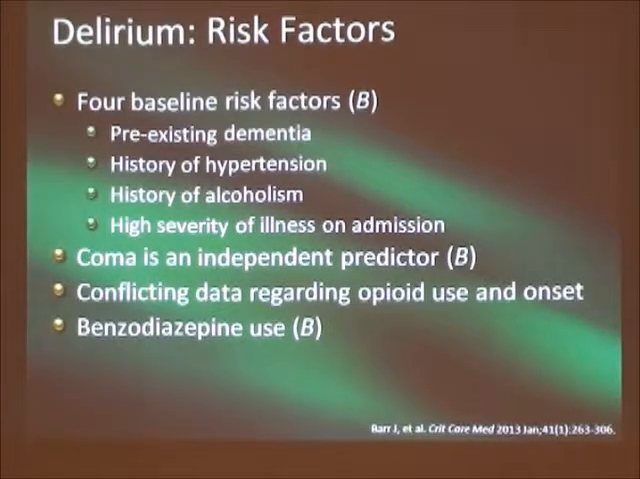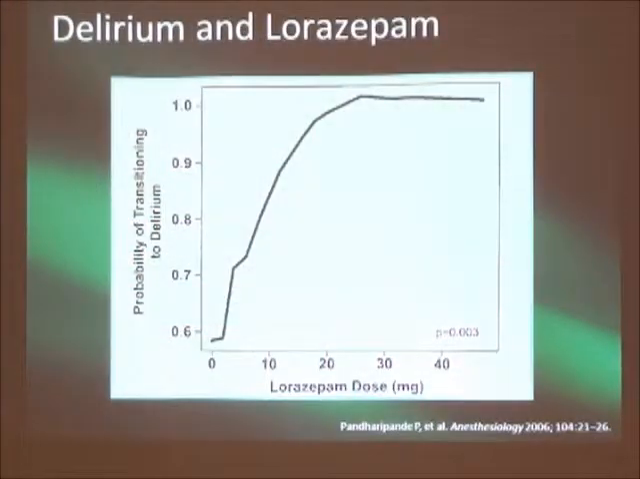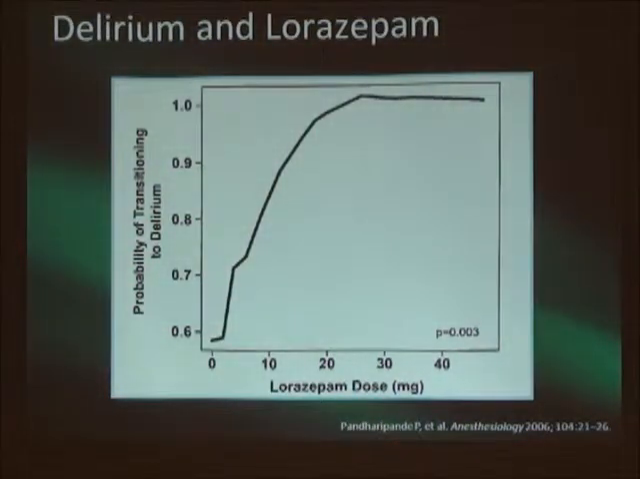Coma itself is an independent predictor of delirium, okay? Sometimes we induce that coma, an iatrogenic coma, right? Conflicting data regarding opioid use and onset of delirium. Benzodiazepine use. Notice it's a B, right? Benzodiazepines, I think I have that in my next slide. This is Pandharipande, a guy down in Tennessee. This is cumulative daily dose and the probability of transitioning to delirium. Now what you'll notice is the probability of transitioning to delirium for these patients was almost 60% at baseline. But as you can see, when you get to 24 milligrams in one day, you buy it. They're going to be delirious. So that's just a point I would like to stress to you guys. That's all it takes.